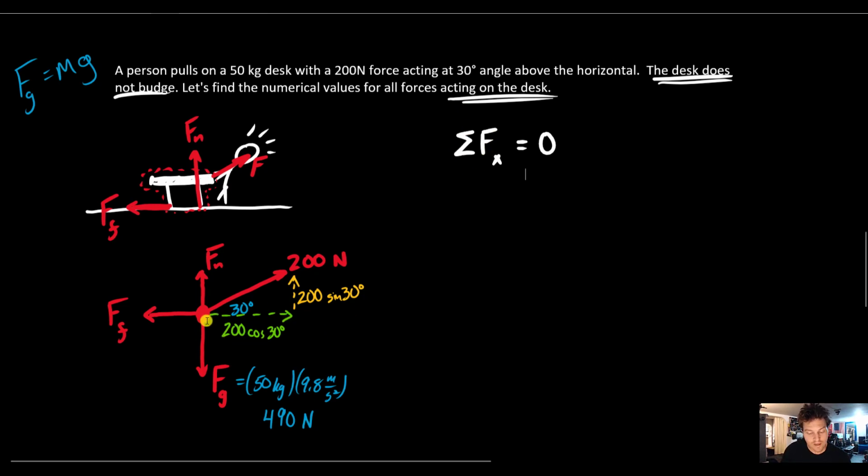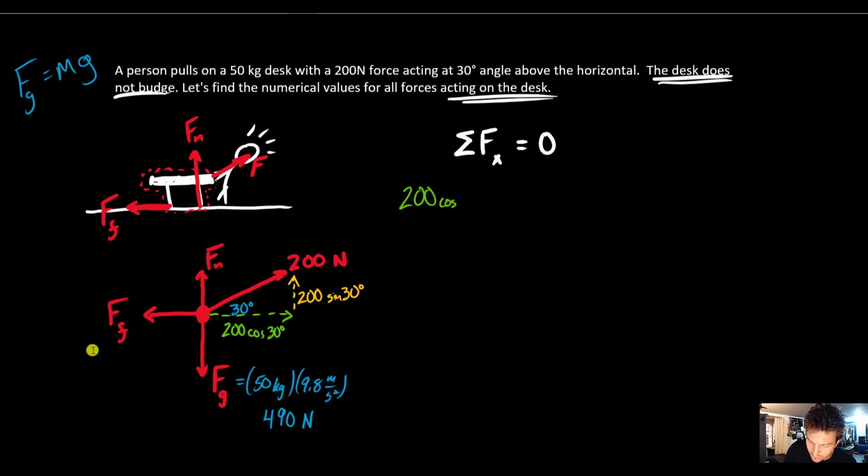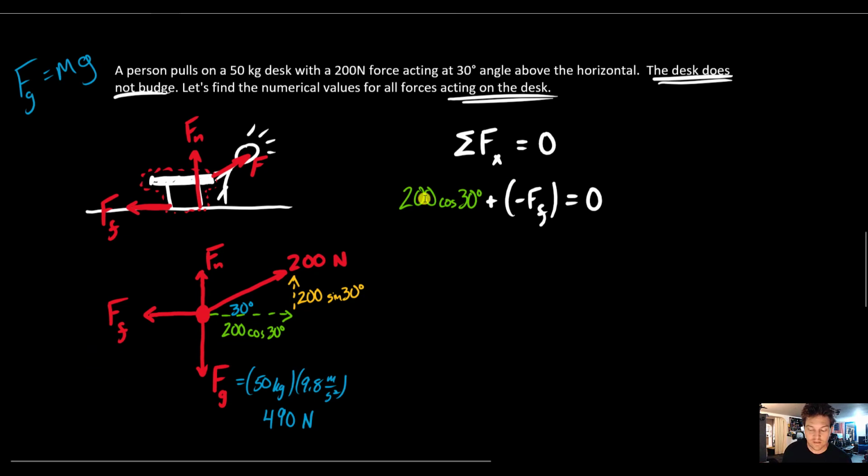So I'm going to net all the forces. I'm going to add them together. So I have 200 cosine of 30 degrees, and then plus negative whatever the force of friction is. And all those together need to equal out. They need to cancel out and equal 0. Right? So this is now just going to be a little math.